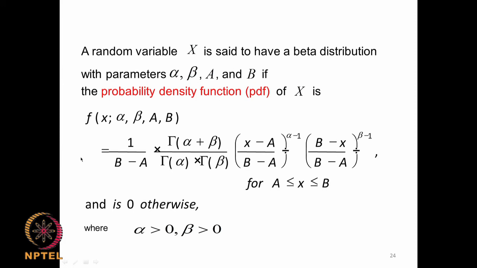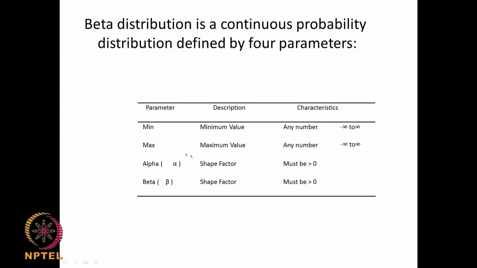And alpha and beta are greater than 0. These are called gamma functions. I talked about them a long time back. So, gamma alpha is alpha minus 1 factorial, gamma beta will be beta minus 1 factorial, gamma alpha plus beta will be alpha plus beta minus 1 factorial. Okay. So, you have 4 parameters here, minimum, that is the minimum value, it can be anything, maximum, that is the maximum value, anything, alpha is greater than 0, beta is greater than 0, both are called the shape factors.